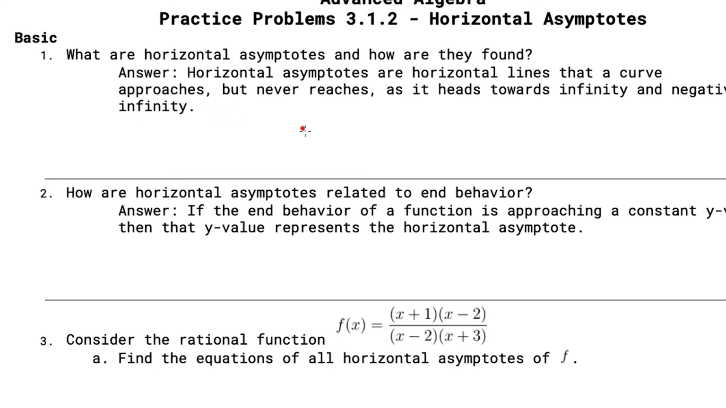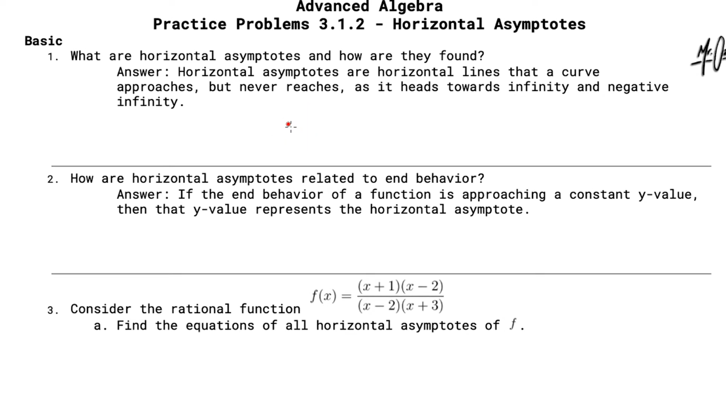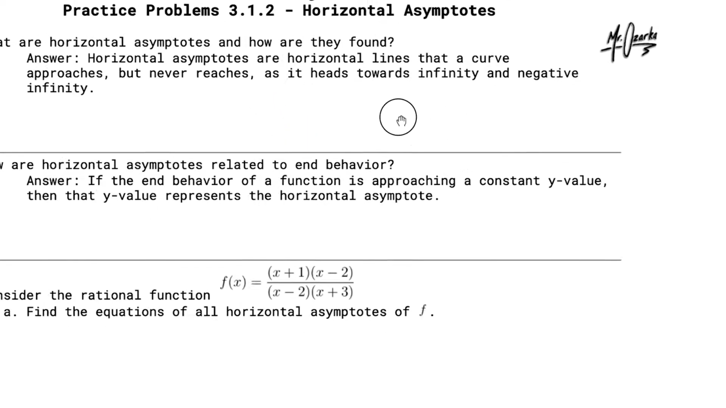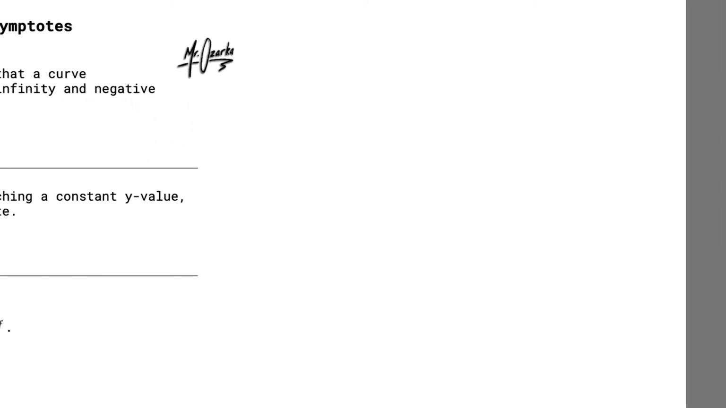It says horizontal asymptotes are horizontal lines that a curve approaches but never reaches as it heads toward infinity or negative infinity. So it could be either one of those or both of those. And what I'm going to do really quick here is just draw an example of what a horizontal asymptote is, just to put some visuals on that concept that I was just talking about.